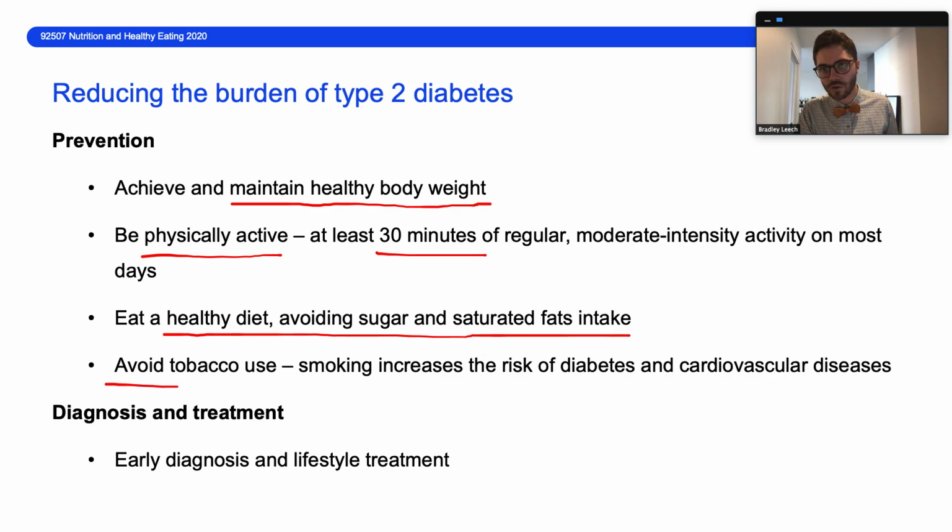Avoiding tobacco use. Now, early diagnosis and lifestyle interventions are a must when it comes to type 2 diabetes. Simply screening your fasting glucose can be a way to diagnose type 2 diabetes. And if we know that there is this early stage, pre-type 2 diabetes, then we can implement some of these lifestyle and dietary factors to reduce that risk.